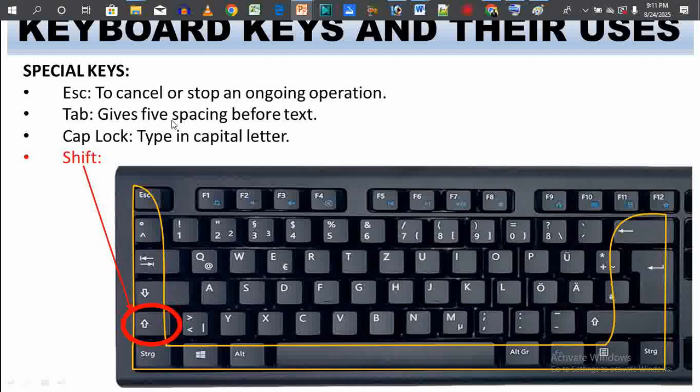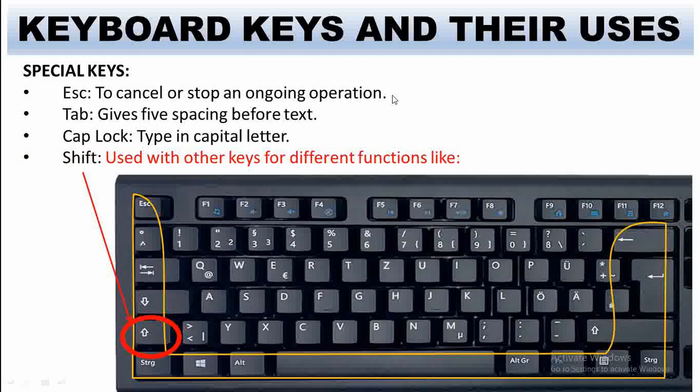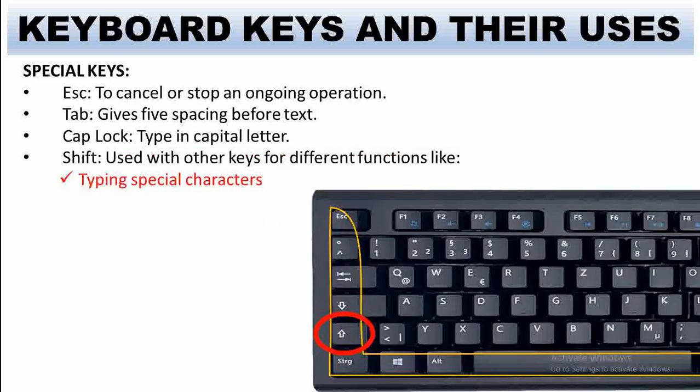So the next key is the shift key. Below the caps lock, we have the shift key. The shift is used with other keys for different functions. The shift key is one of the keys we have to understand and use properly for us to be able to work on the computer system. Let's look at some of the things we use the shift key for.